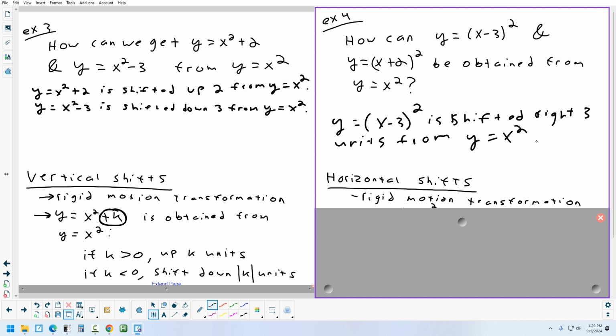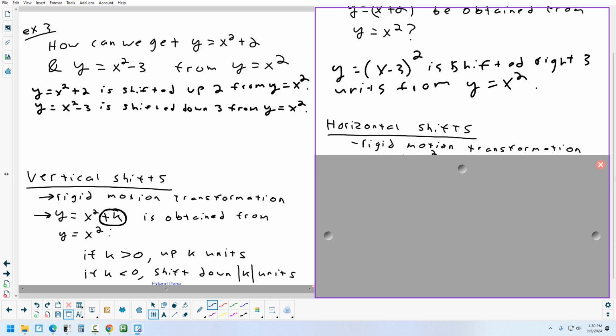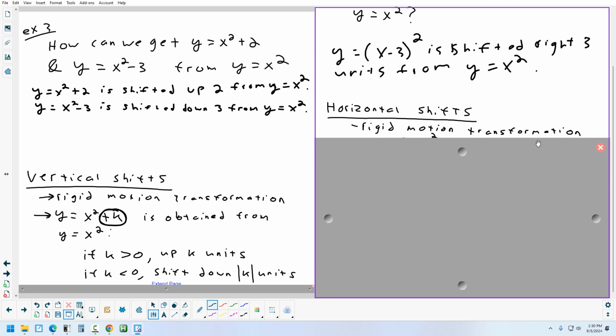I'm not going to write the other one down, but what do you think about x plus 2? It's going to move to the left. That one would be left 2 units from the original. Yep. So somehow we've got to remember that this one is backwards.